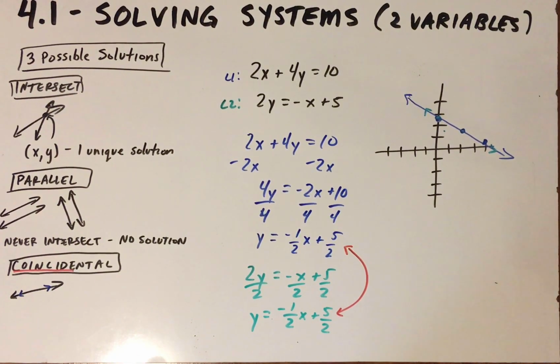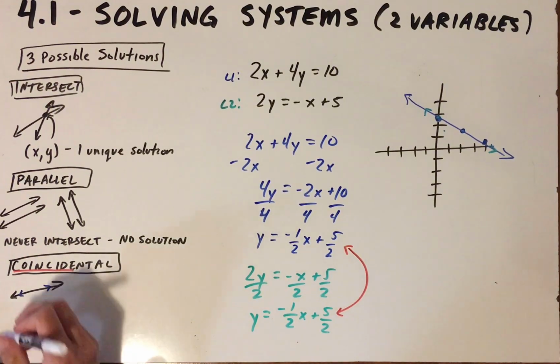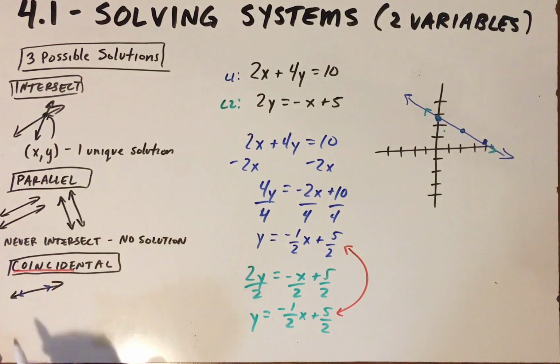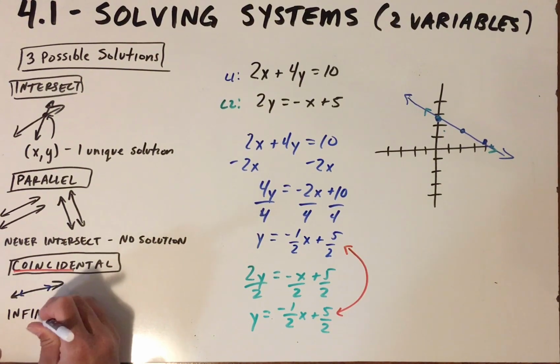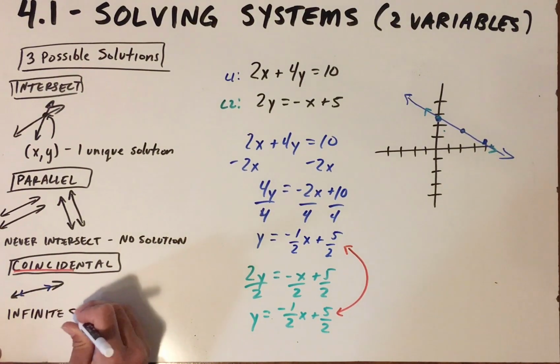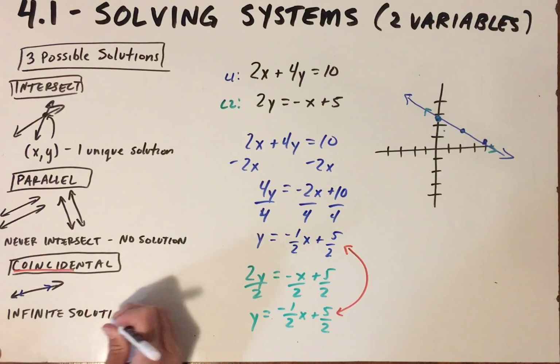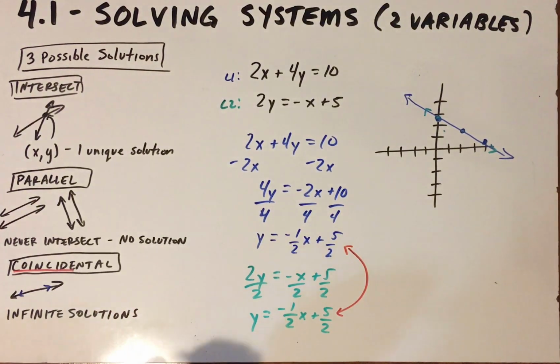So coincidental lines, coincidentally, have infinite solutions because they don't ever intersect. They literally are the same line. So there's an infinite number of solutions. Well, what does this mean? Infinite solutions does not mean that every ordered pair that I could pull out of anywhere is a solution.